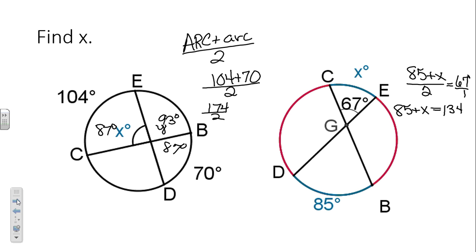Does that make sense? As long as you write down what you're doing on your paper, I don't care if you do it this way or this way. You're saving yourself a step, less pencil lead. Does that make sense? But show your work. Tell me what you're plugging into your calculators. Okay? So now, how do we solve this for x? Subtract the 85. So 134 minus 85.